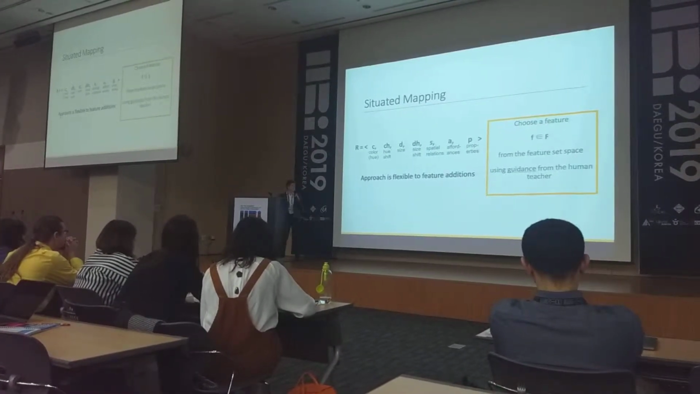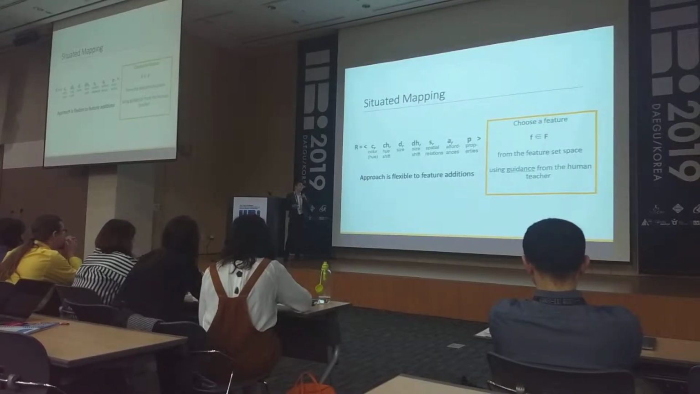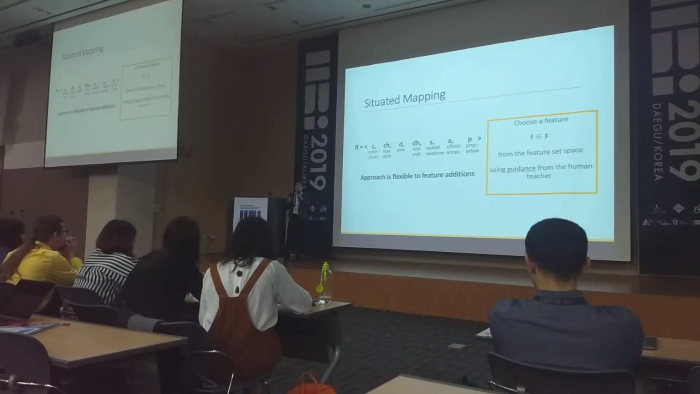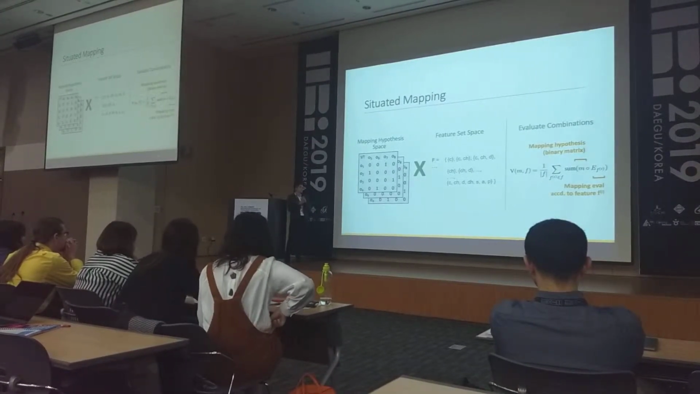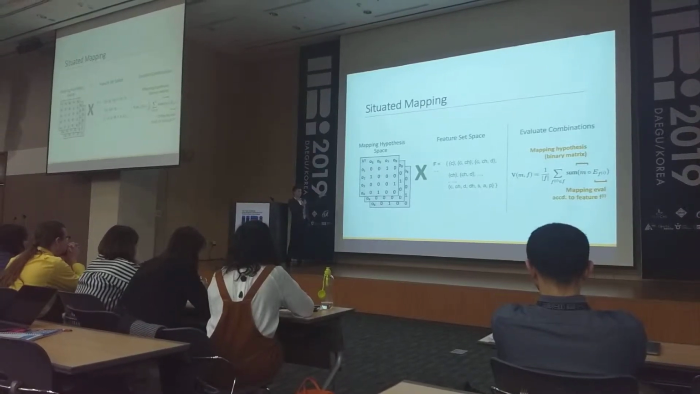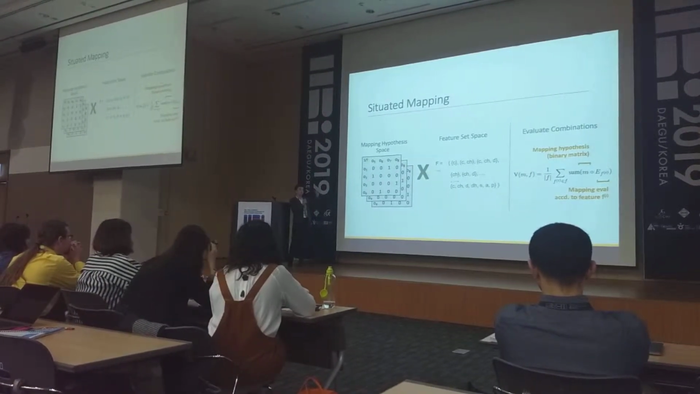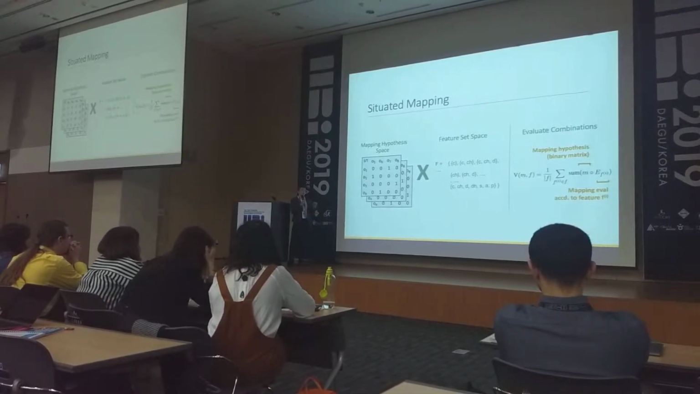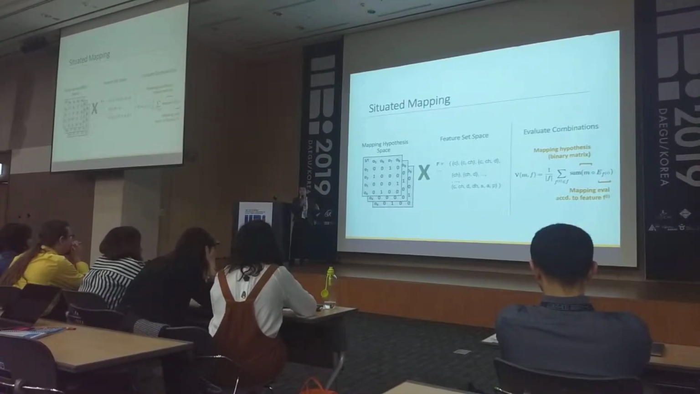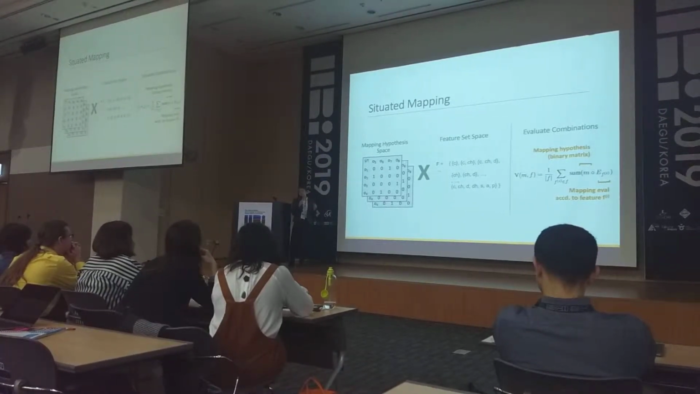Using these features, we define a similarity function based on the minimum and maximum values of each of these features. So then after receiving assistance, we prune the mapping hypothesis space and evaluate every combination of mapping hypotheses and features in order to predict the highest ranking or most similar object mapping. And this is the mapping that gets returned at that point in time.